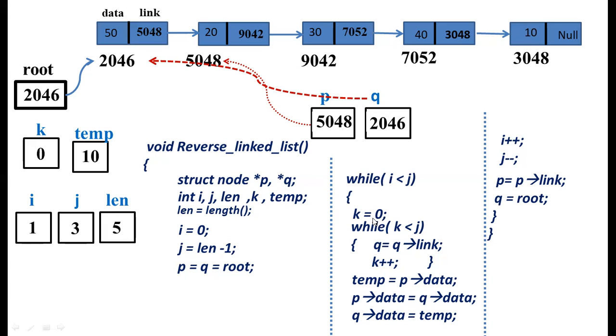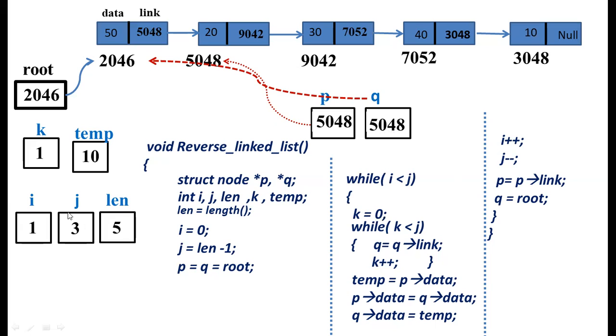So now my k became 0. While k less than j, 0 is less than 3. The condition is true. So now I enter this loop. So q is equal to q to link. What is q value? 2046. 2046 to link is 5048. So now my q will be pointing to this location. Now the q, instead of pointing here, will be pointing to 5048. Then k plus plus. K value became 1.